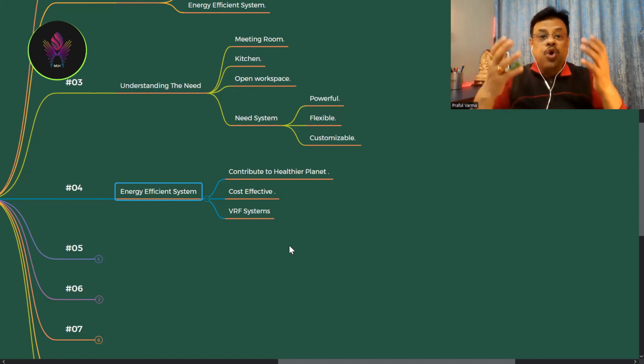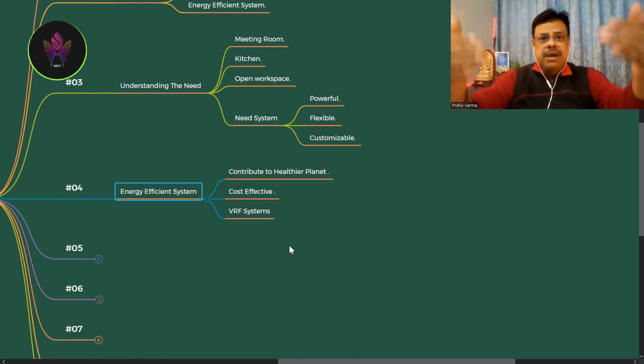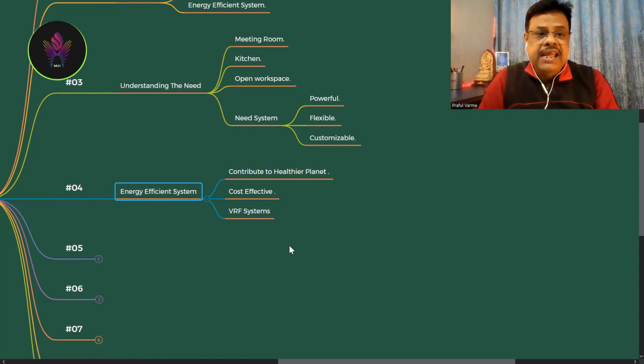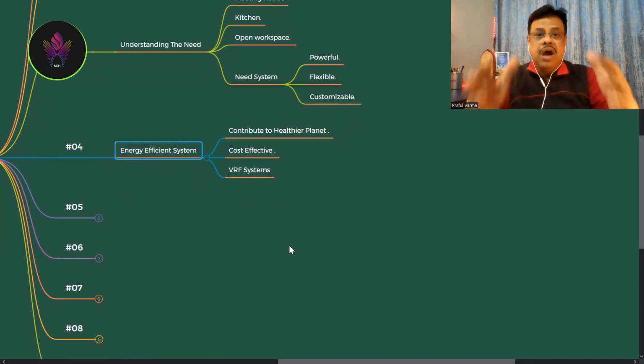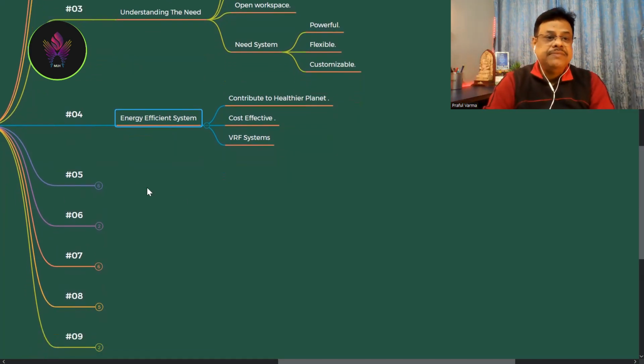You have to have a cost effective product, and VRF is the one product which comes to my mind which will match all these requirements, because VRF is the latest system and it can meet each and every criterion. We will deep dive further into the points on how VRF can help you meet your requirements.